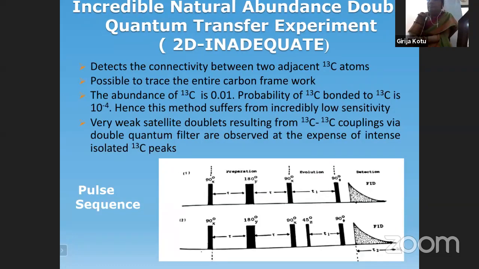And the last and the most powerful technique is 2D INADEQUATE. And this is always taught at the end. The reason is, if you consider all these 2D NMR techniques as tools, tools means they are like instruments to analyze the structures of molecules. These are not simple techniques, we are using advanced techniques. 2D NMR techniques are more powerful advanced techniques.